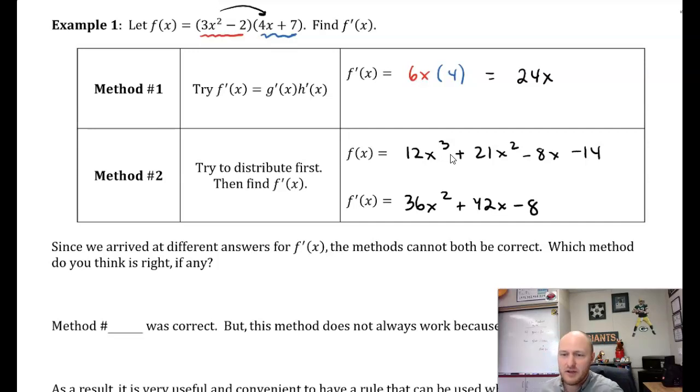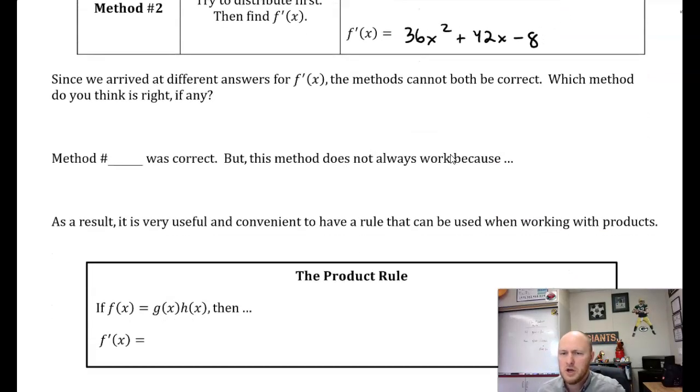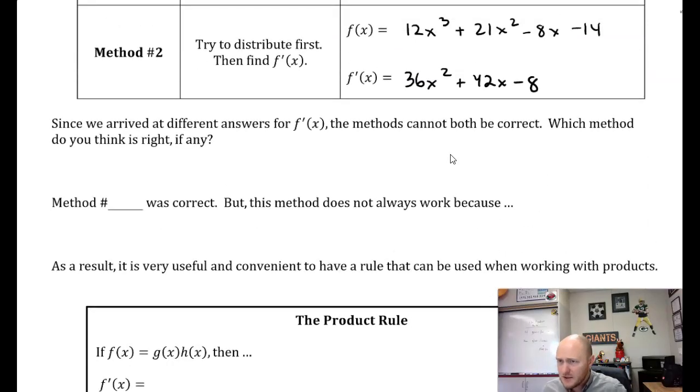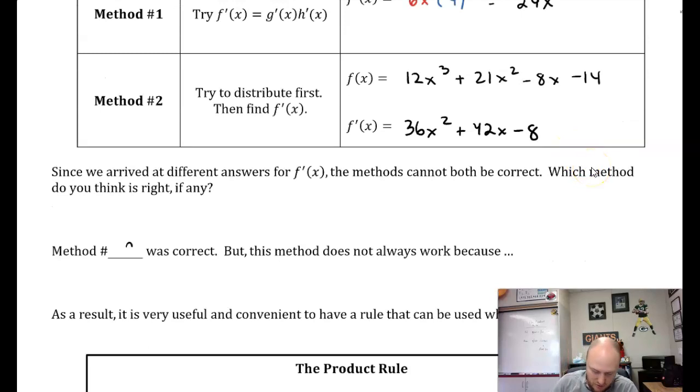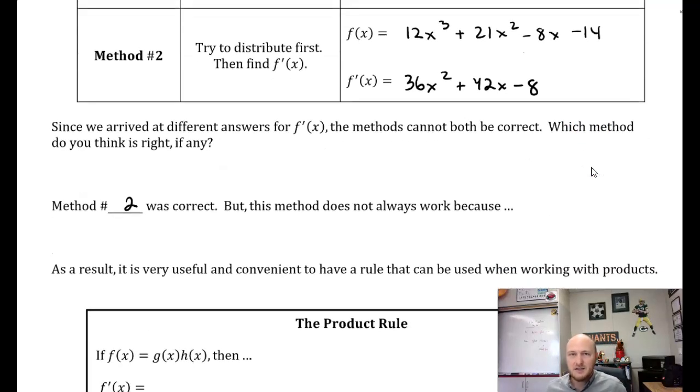Now, are those the same thing? Could they be correct? Could both be correct? Well, no. I mean, there's one certain method that works, and the first one's not it. Method number 2 was correct, but there's also a problem with that. I don't always have polynomials, right? We deal with other functions such as sine, cosine, okay? So we're going to go ahead and fill that in because not all functions are polynomials.